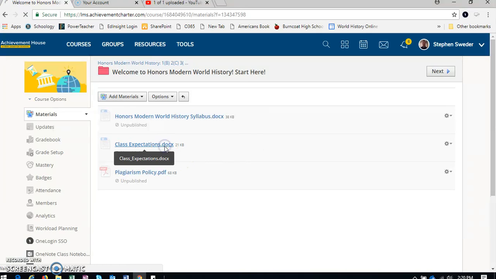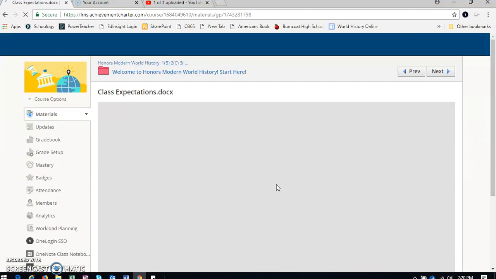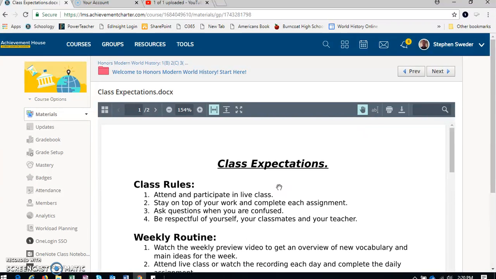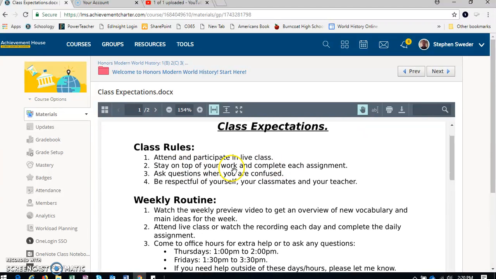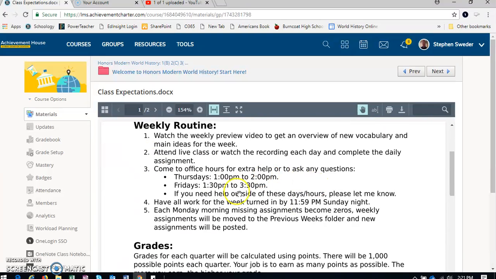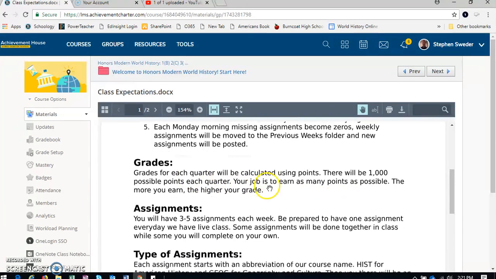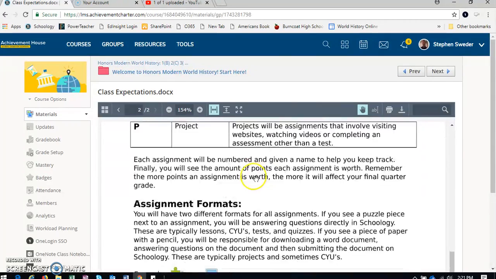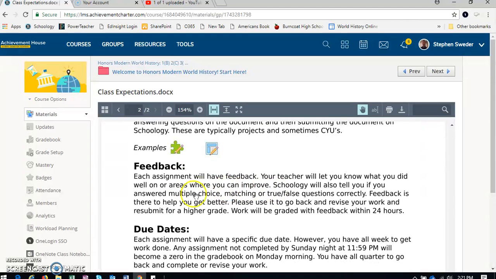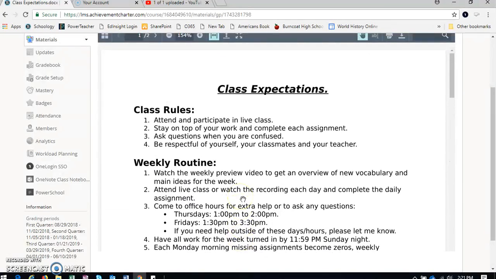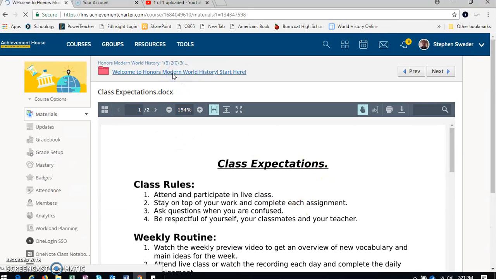If we go down here on the course page, there's class expectations here, and I won't go over all this with you, but you can read this on your own, and I can always go over this with you more in detail if you would like. But we have some class rules, a weekly routine to kind of get you set up on a schedule. Also, office hours again. Understanding grades, understanding assignments, the types of assignments that you might see, and then the assignment formats, feedback, always checking to see if I'm leaving you any comments or questions, and then due dates. And again, if you'd like me to go over it again with you, I'm more than happy to, but please take a look at that as well.